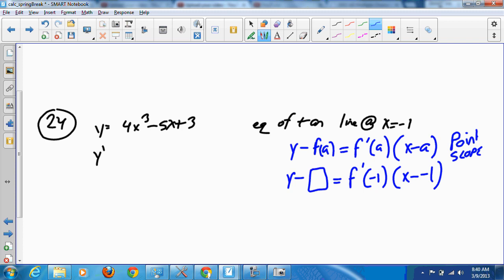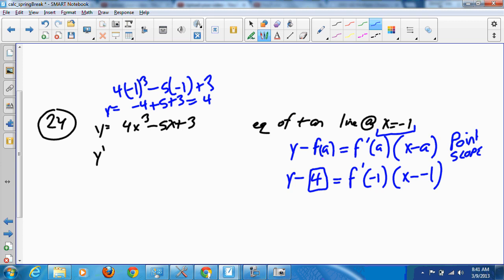Before we get started, we could go ahead and plug negative 1 into the original function over here, and we would have what? Negative 1 cubed minus 5 times negative 1, plus 3. So this is negative 1 times 4, so we have negative 4 plus 5 plus 3. So it looks like the y value is going to equal what? 4? The function value at negative 1 is 4. So we do have this much.